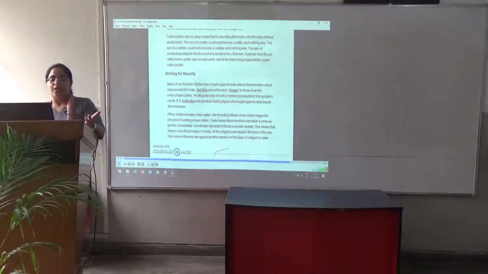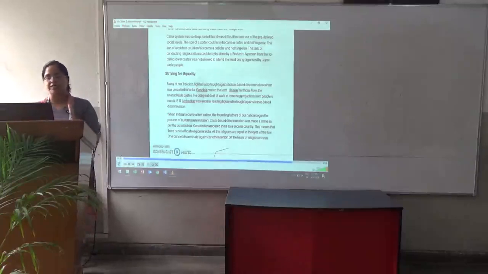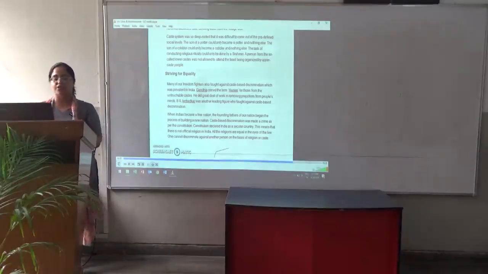Striving for equality. Many of our freedom fighters also fought against the caste-based discrimination which was prevalent in India. Gandhiji coined the term Harijan for those from the untouchable castes. He did a great deal of work in removing prejudices from people's minds. B.R. Ambedkar was another leading figure who fought against caste-based discrimination.